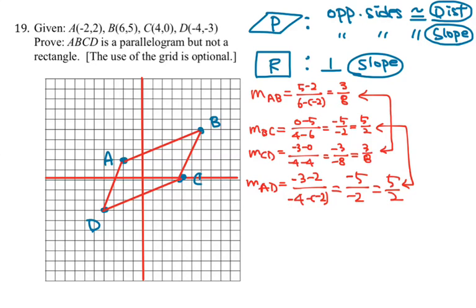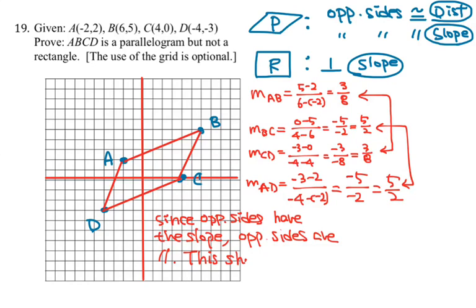So one of the statements which we can write would have been something like this. Since opposite sides have the same slope, opposite sides are parallel. This shows that ABCD is a parallelogram.